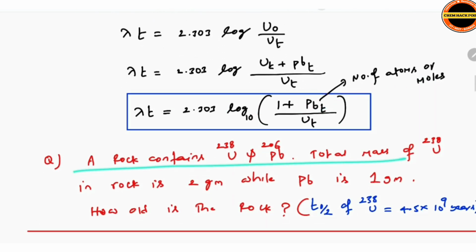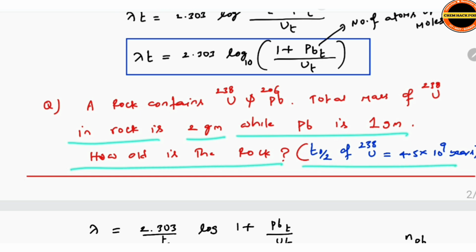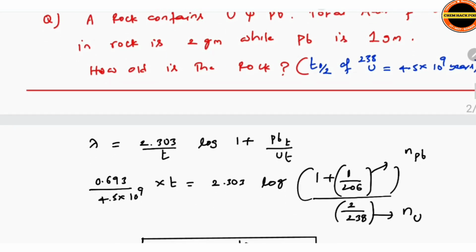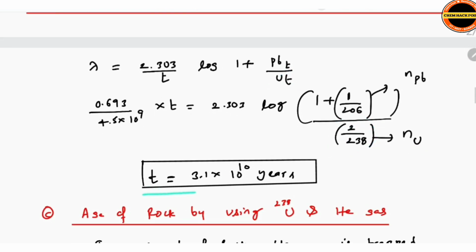A rock contains uranium 238 and Pb 206. The total mass of uranium 238 in the rock is 2 grams, while Pb is 1 gram. How old is the rock? T half is also given. Same formula. So 1 plus the number of moles of lead, 1 gram given, is 1 by 206, and the number of moles of uranium, given as 2 grams, is 2 by 238. So we get 3.1 into 10 power 10 years.